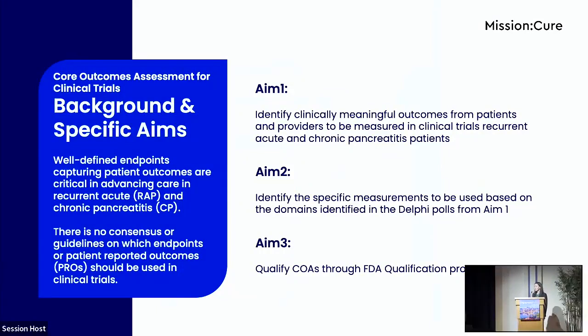We established 3 specific aims. Aim 1 is to identify clinically meaningful outcomes from patients and providers to be measured in clinical trials. And Aim 1 was actually approved as an ancillary study from the CPDPC. Aim 2 is to identify the specific measurements to be used based on the domains from Aim 1. And Aim 3 is to qualify the core outcome assessments through the FDA qualification program. The FDA qualification program is an 18 month program, and it allows the qualification of the instruments for our specific population. And once the instruments are qualified, they can be used in IND submissions, and the FDA wouldn't have to review them again.